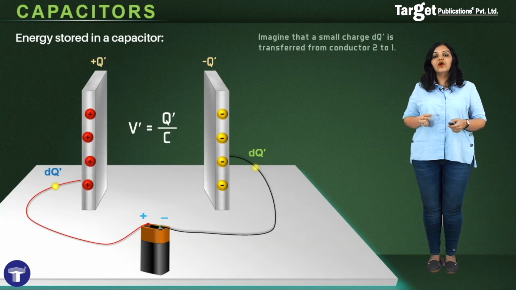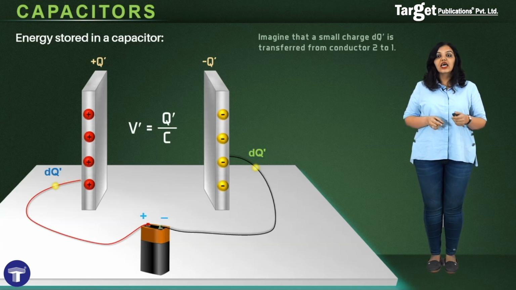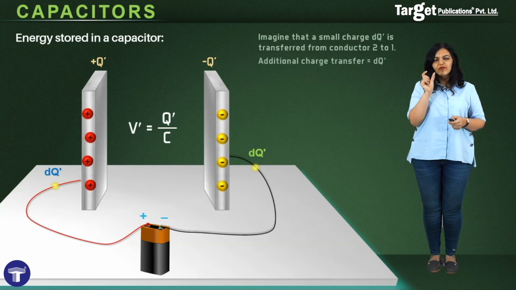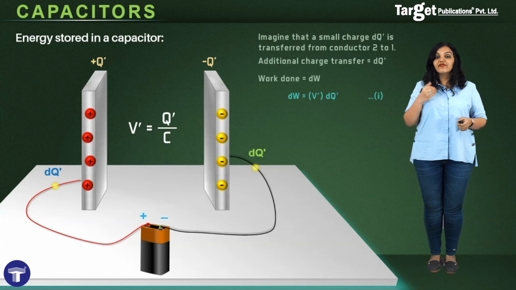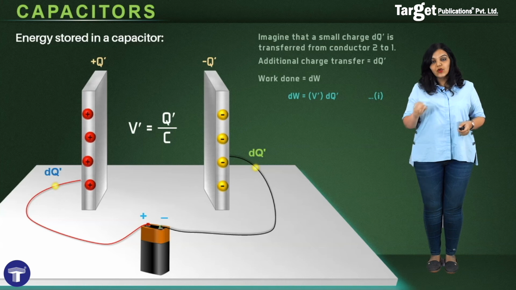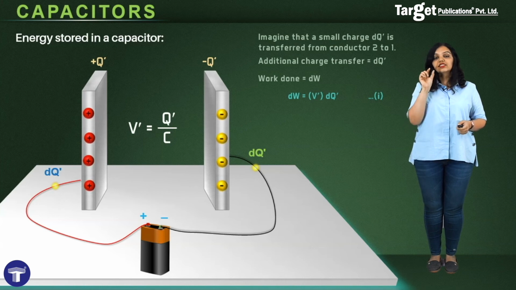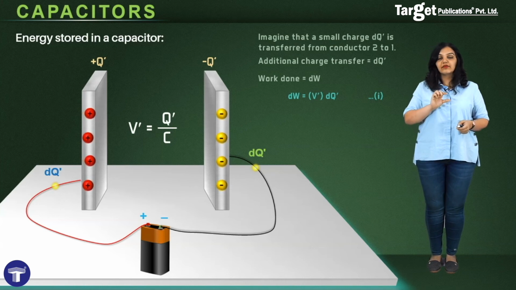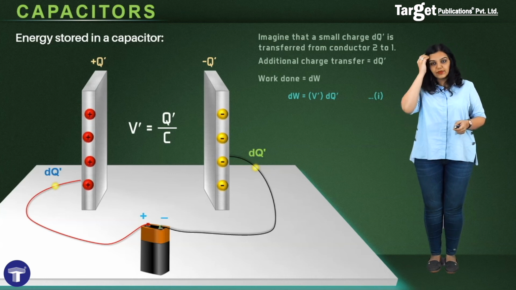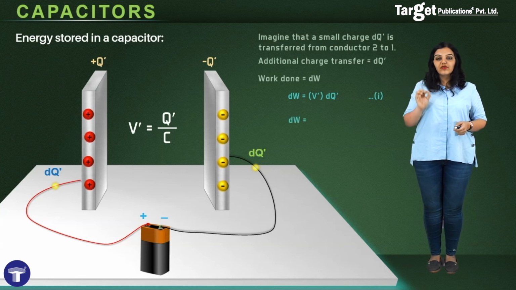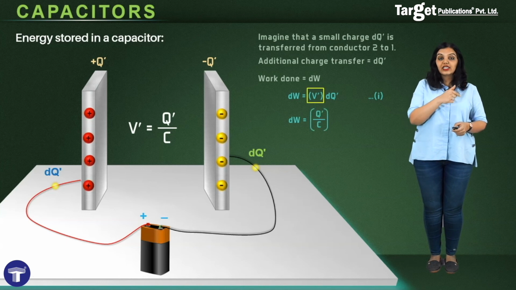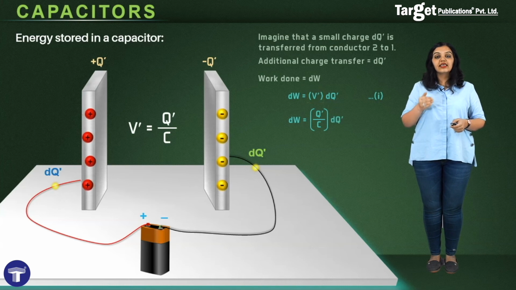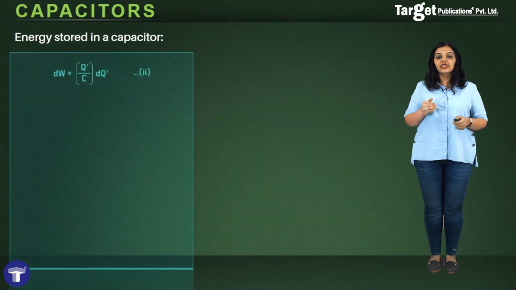We know that work done formula can be written in terms of the potential difference, and therefore I say that work done, which is dW, we are writing dW because it's only to transfer this small amount of charge dq, is nothing but V dash, which is the potential difference at that moment, into dq dash. So this is the work done for transferring this small amount of charge dq, and this work done is done by the battery, and this is stored as the electric potential energy. So we have dW is equal to V dash into dq dash. From here I can say that V dash, which we already know, is Q dash by C. So I bring that down and I say that dW is equal to Q dash by C into dq dash.